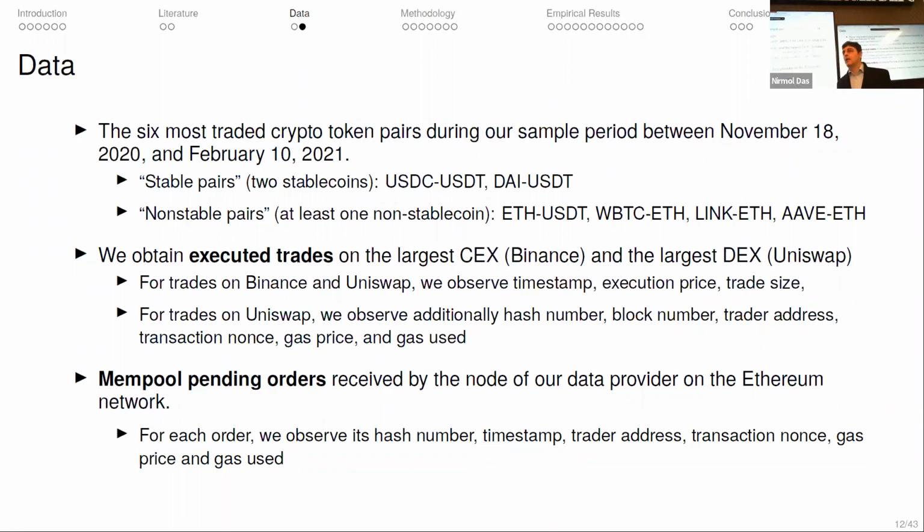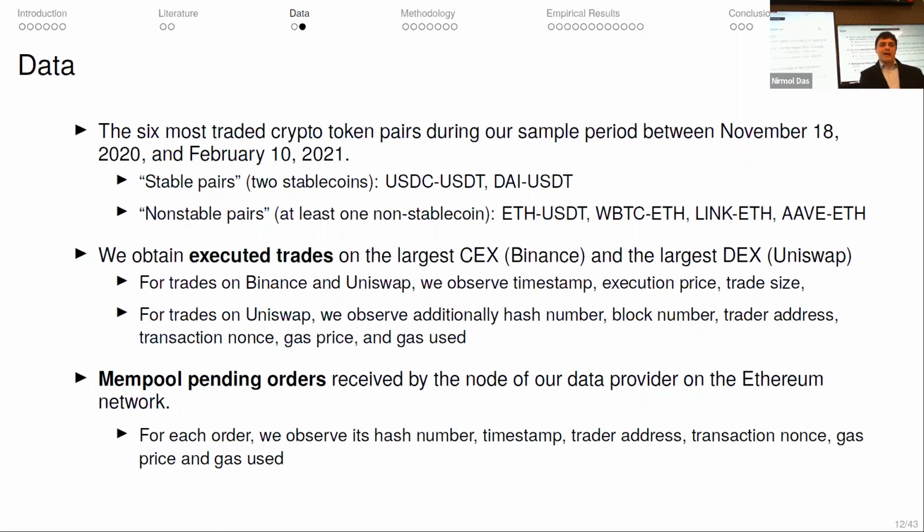We see the block number, so in which block this transaction has been included, the address of the trader who submitted the transaction, what his nonce is, the transaction nonce, which counts the number of transactions submitted by the same trader address, and also the priority fee, which is characterized by the gas price and the gas used.